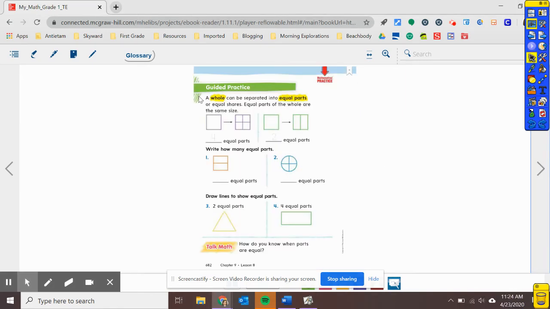All right, so at the top here, it explains to us that a whole, so like this, a whole square, can be separated into equal parts or equal shares. So equal parts of the whole are the same size. That's the word equal. Equal means same. So this one square, how many equal parts did they divide it into? Let's count them. 1, 2, 3, 4. 4 equal parts. So let's trace the number 4 down here on our line. It says 4 equal parts.